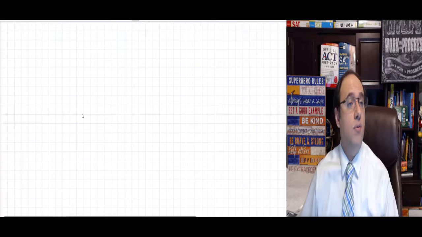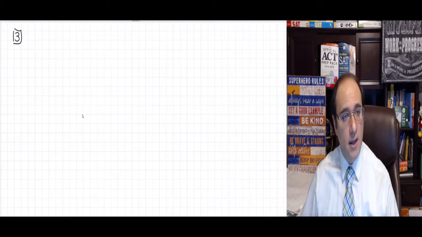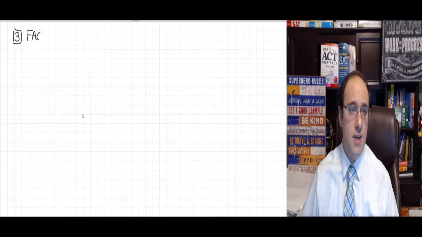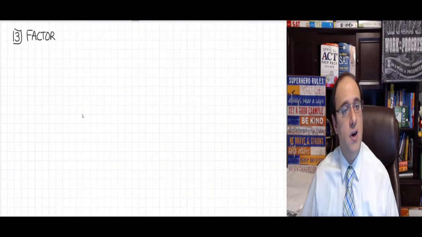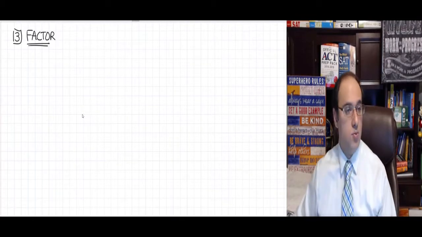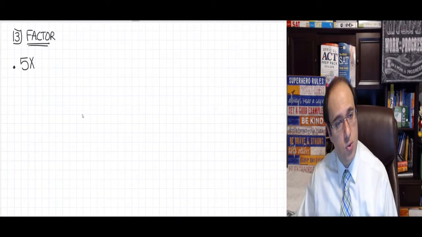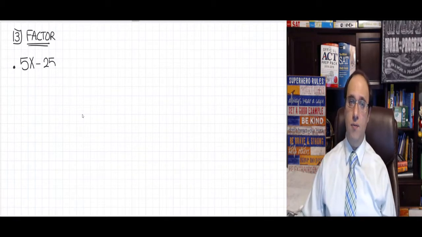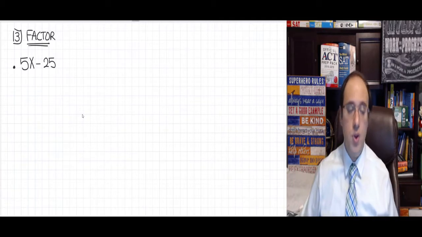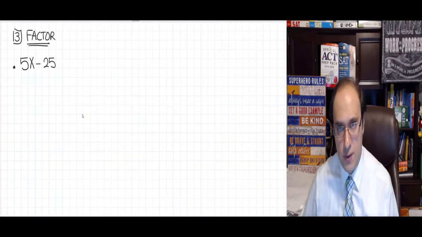Let's move on now to number 3, factoring. And let's take a few examples. Let's start with easy examples and then make this a little bit harder. I want you to factor the following expression for me, please. 5x minus 25. Okay, now remember, to factor, we need to rewrite this into something that has parentheses.